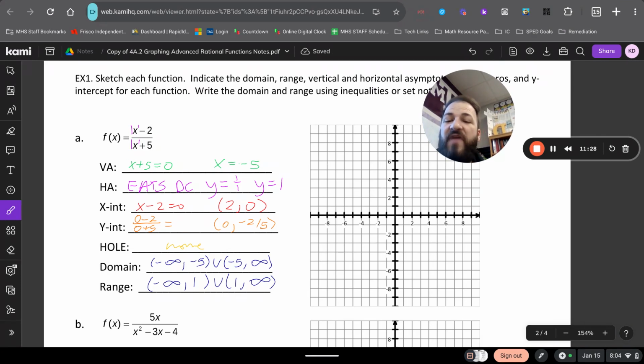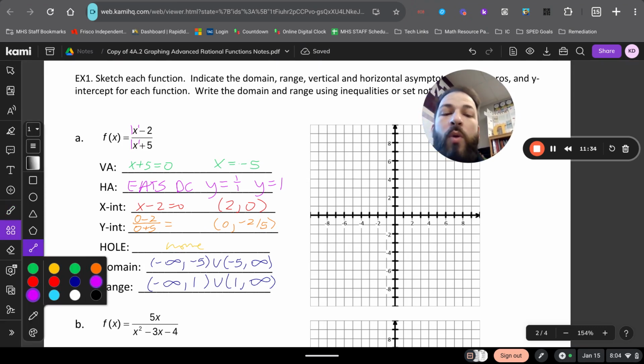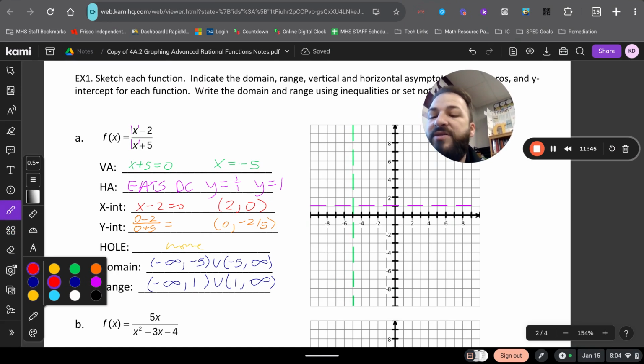Okay, so we've found all the things. Now we just need to add them onto our graph. So our horizontal asymptote is at y equals 1. Our vertical asymptote is at x equals negative 5. Then our x-intercept is at (2, 0). Our y-intercept is at (0, negative 2/5). And we don't have a hole, so we can't add that onto our graph.